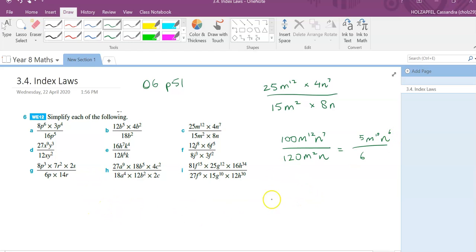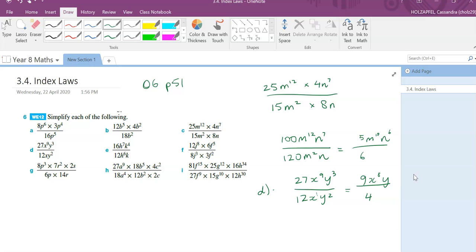All right, last one. So this is going to be question D. 27x to the power of 9 y cubed over 12xy squared. So again, we're going to simplify the numbers first. Both of these are divisible by 3, so that's going to be 9 over 4. x to the power of 9 divided by x to the power of 1 is going to be x to the power of 8. y to the power of 3 divided by y to the power of 2 is going to be y to the power of 1, but I'm not going to bother writing that one.